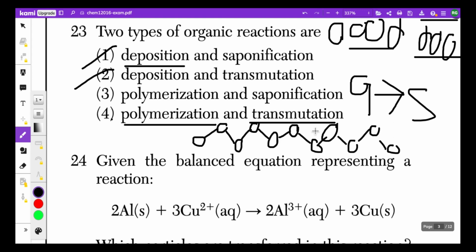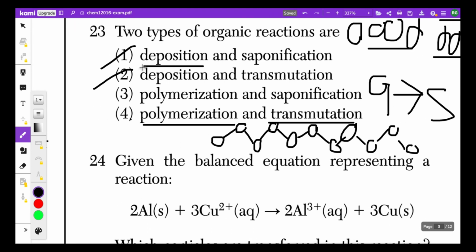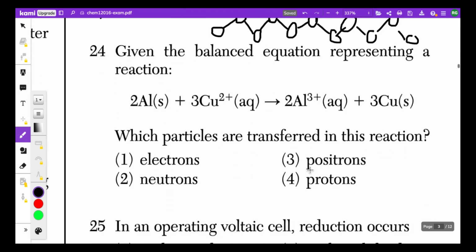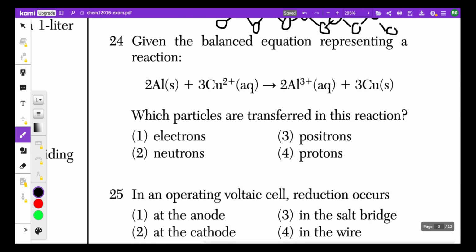So polymerization is an organic reaction, but transmutation is not an organic reaction. Transmutation is when you go from one element and you can actually transform it, right? Therefore, you got the trans part, and you can transform it to another element. That's transmutation, but that's not an organic reaction. So number 3 has to be our answer. Saponification is the process of making soap, and that is an organic reaction. What particles are transferred in this reaction?